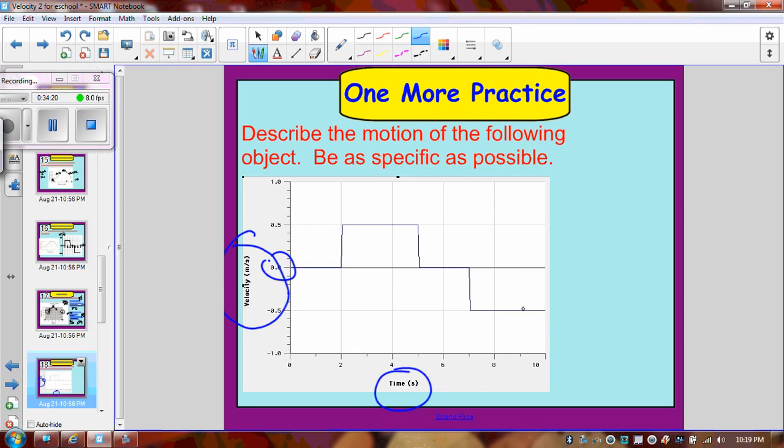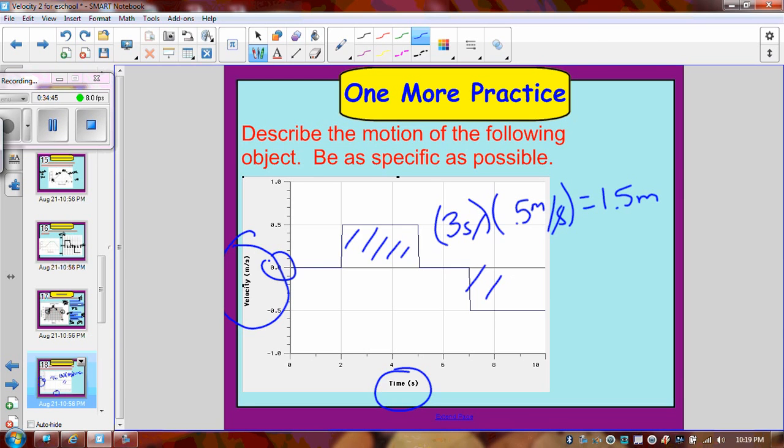Then the object, for the next about 3 seconds, is going 0.5 meters per second, pauses, and then goes negative 0.5 meters per second. Now, we can also use the little trick we know about area. For this rectangle right here, the area would be base, which is 3 seconds, times height, which is 0.5 meters per second. The seconds cancel out, and 3 times 0.5 gives you 1.5 meters.